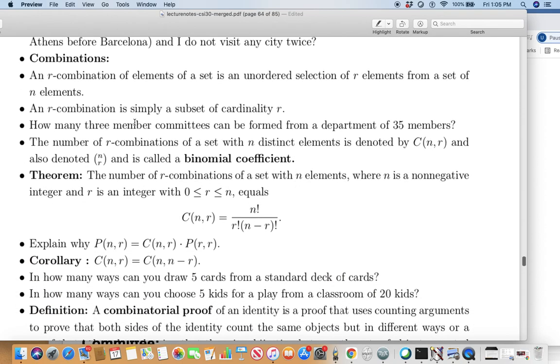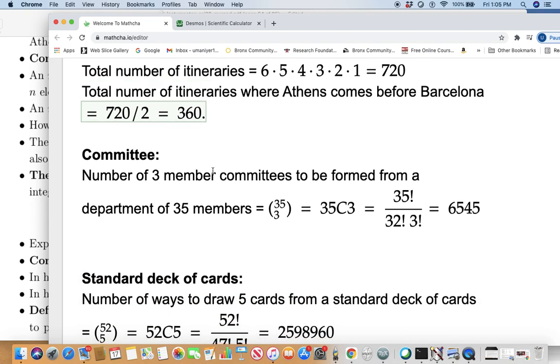For example, how many 3-member committees can be formed from a department of 35 members? Well, 3-member committees, it is 35 choose 3. 35 choose 3 is 35 factorial over 32 factorial times 3 factorial. Okay, the number of permutations divided by 3 factorial. So that's 6,545. So whenever order is not important, you are taking a combination.